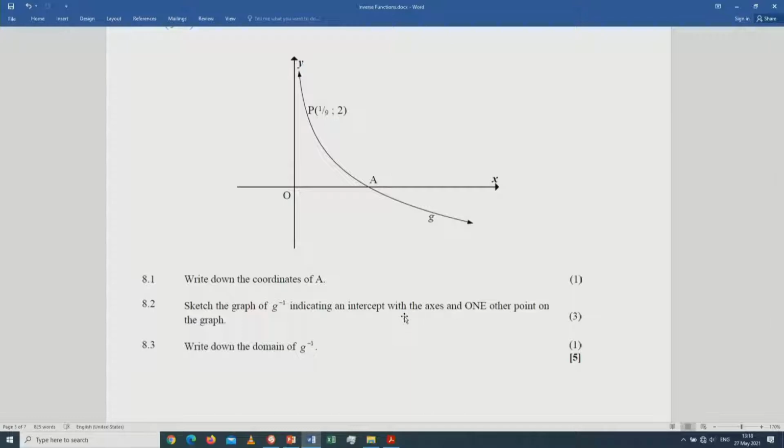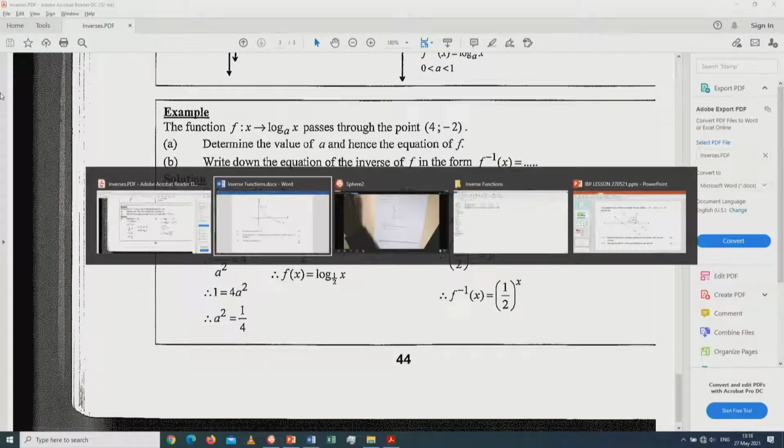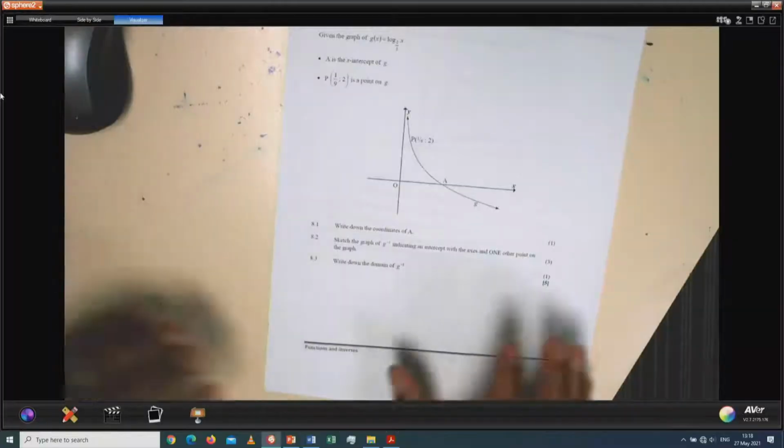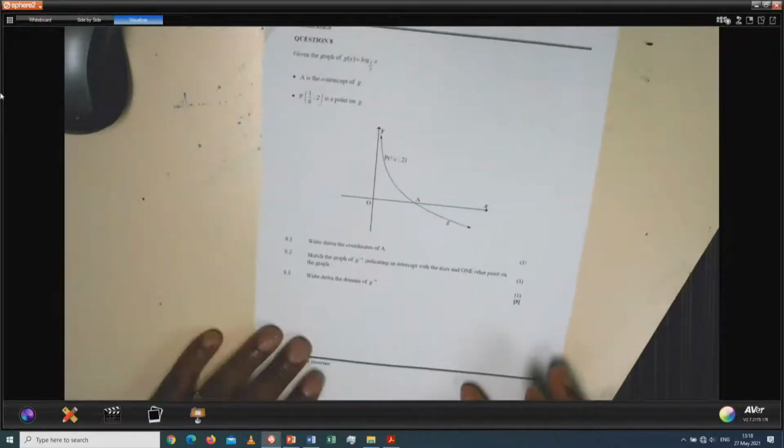Sketch the inverse, indicating an x-intercept with 1 point. Let's see how we will draw that one. Let's draw that one. Pardon me, a minute. Let's do it here. Good. This is what we are having. I'll try and work it out from here. Here is the question. Let's read it.